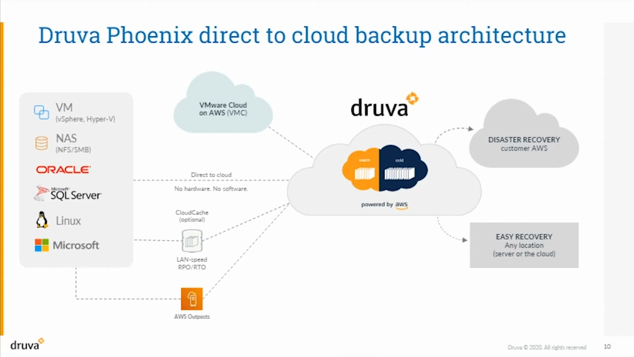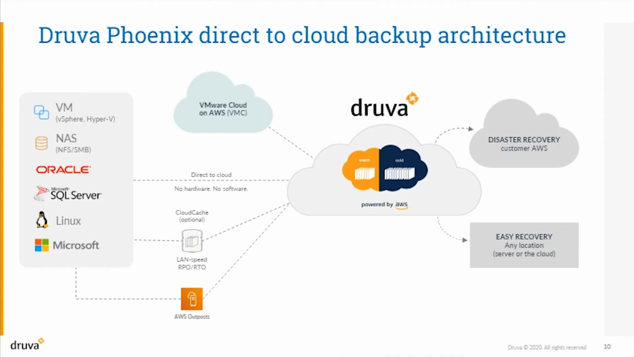And once it lands in the Druva Cloud, we keep that data in warm storage, or we can move it to cold storage as it ages. The great thing is once it's in the Druva Cloud, you have multiple recovery options. Of course, you can recover that data to another location, or we have the ability to do failover or failback on a system in your own environment within AWS, so within your own VPC.